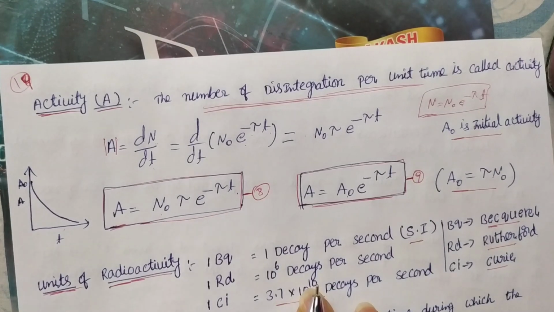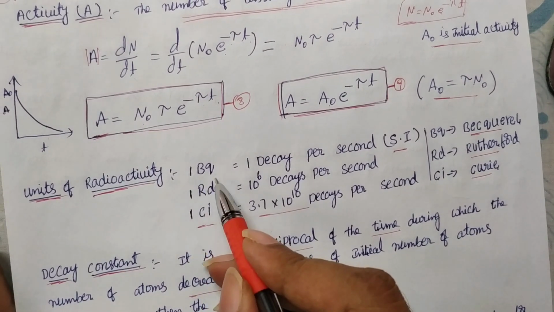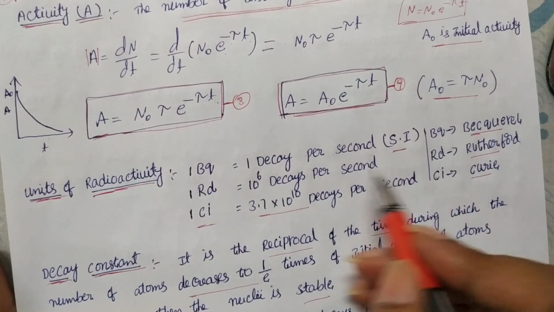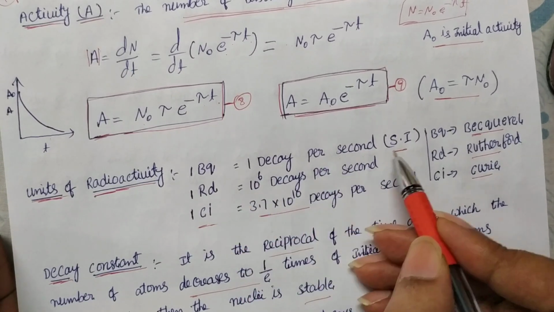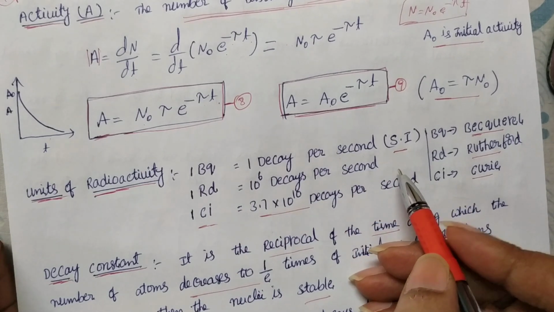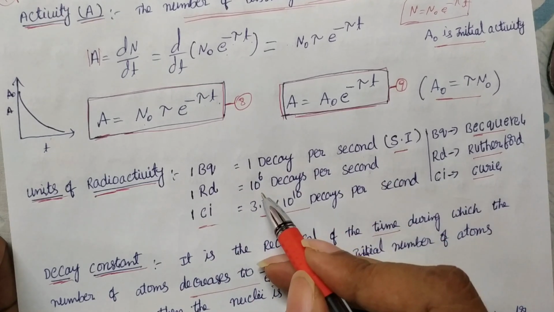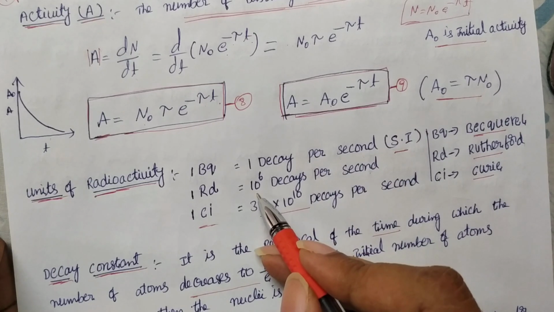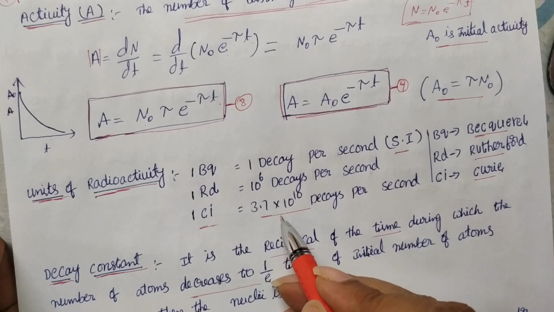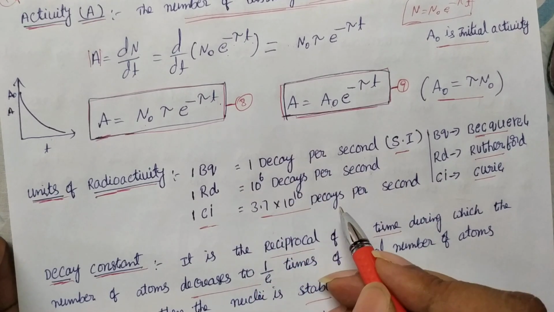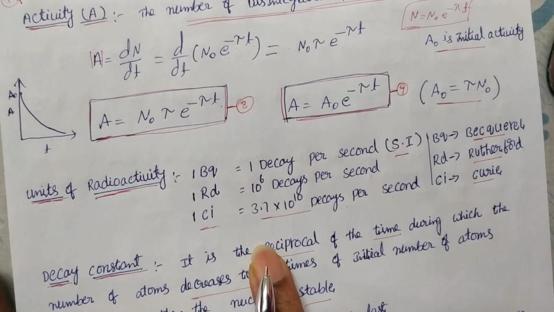To measure activity, we have some units, the units of radioactivity. One becquerel, BQ, means 1 decay per second. One nucleus is decayed within 1 second. That is what you call 1 becquerel, and this is the SI unit. Based on the scientist's name Rutherford, 1 Rutherford is equal to 10 power 6 decays per second. Within 1 second, 10 power 6 nuclei are decayed. That is 1 Rutherford. Or 1 Curie, the biggest unit of radioactivity, is 3.7 into 10 power 10 decays per second. These are the units of radioactivity.